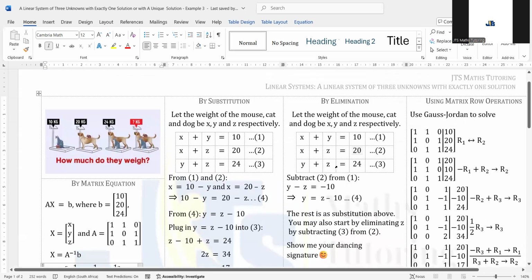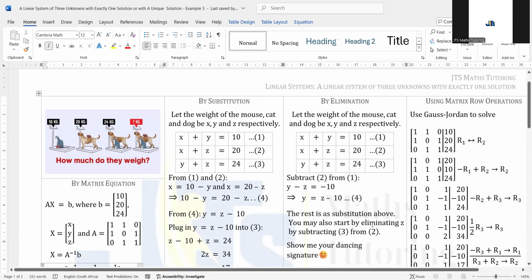We go on to elimination, making use of the very same equations. Subtract equation 2 from equation 1, we get Y minus Z is equal to minus 10. From there, it implies that Y is equal to Z minus 10, which is my equation 4. And we've seen this before. The rest is actually history. We can do it the same way we've done on substitution.